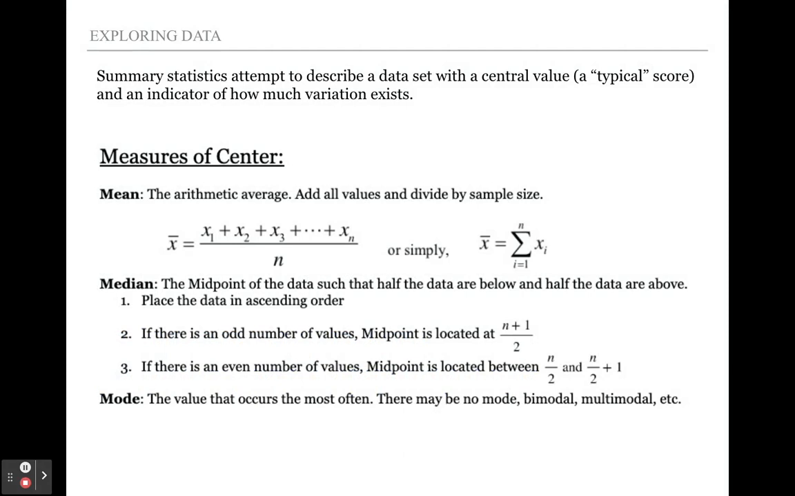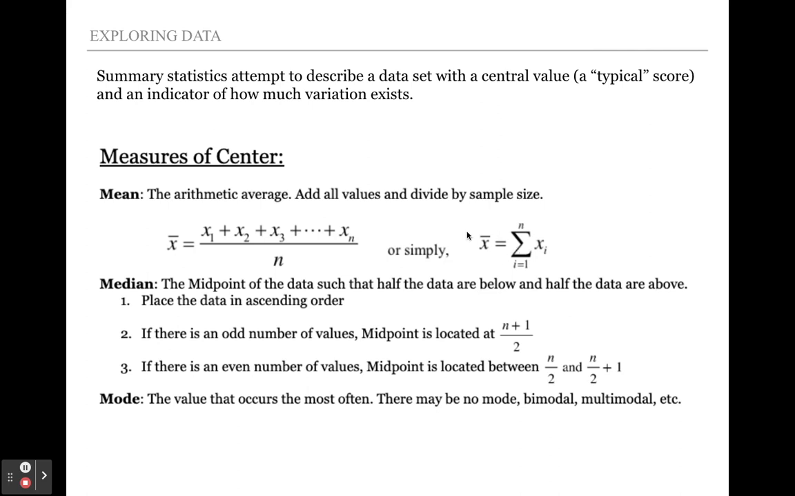So, summary statistics attempt to describe a data set with a central or typical value and an indicator of how much variation or variability or spread exists. Okay, so typical measures of center, you might have heard these in high school: mean, median, mode, right? Mean is the arithmetic average, it's calculated. So you add up all the numbers in your data set and you divide them by the number of values.